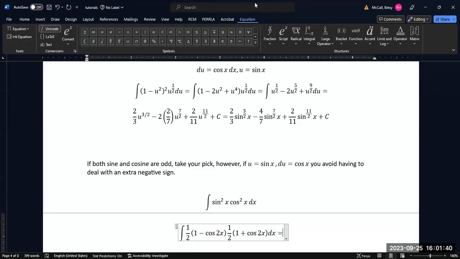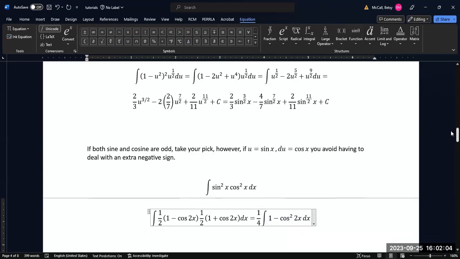And so now what I'm going to do is first pull out the 1/4, and then I'm going to FOIL. And this is a difference of squares, so I'm going to end up with 1 minus cosine squared of 2x. And I still have a square, so I still can't integrate this. So I'm going to apply my rule one more time.